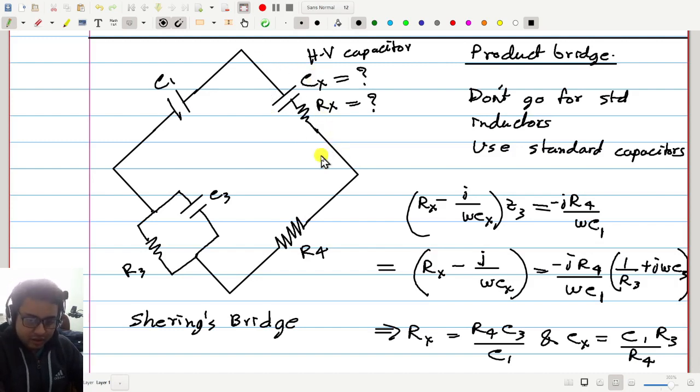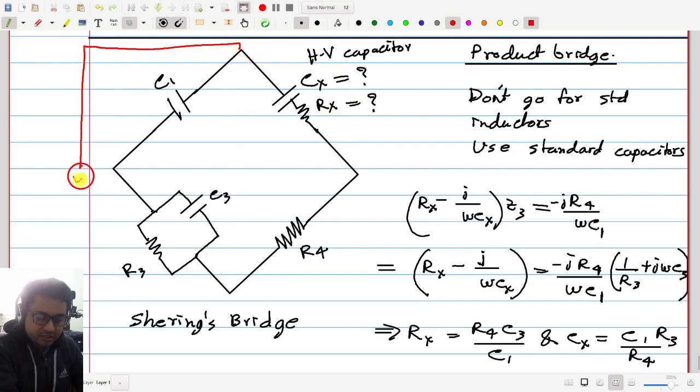I mean, the same element may have different behavior under different applied voltage. For example, the leakage current may change. So it is supposed to be measured with a high voltage applied across it. Now the way it is used is like this. We give the high voltage here. This end you can take as grounded. Here is the detector.